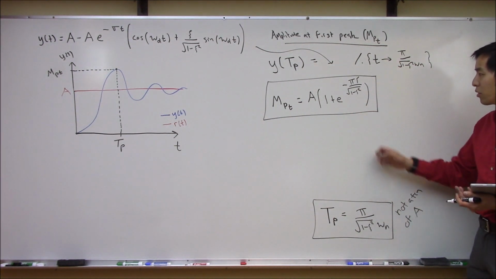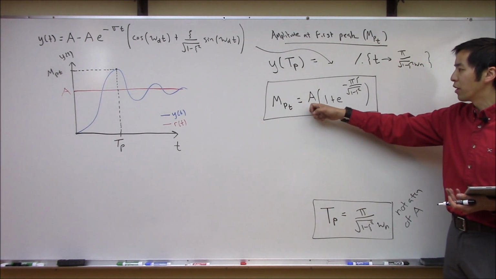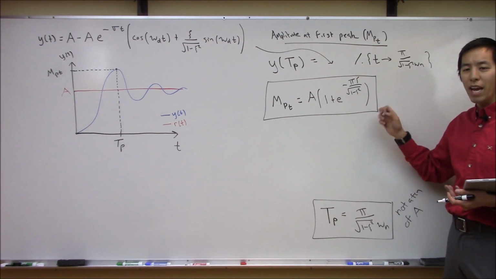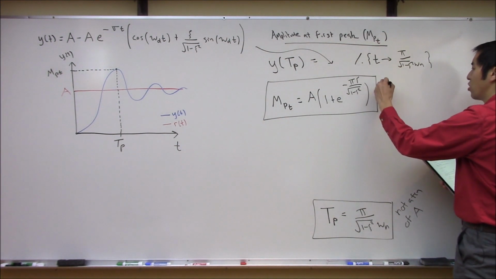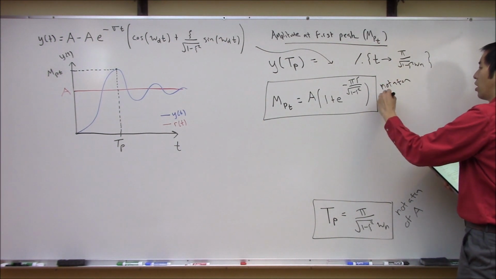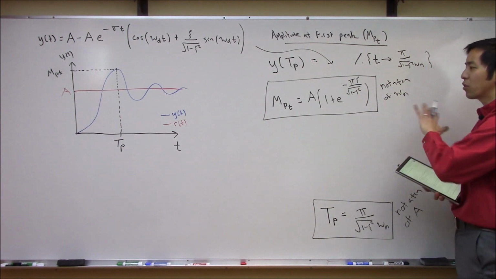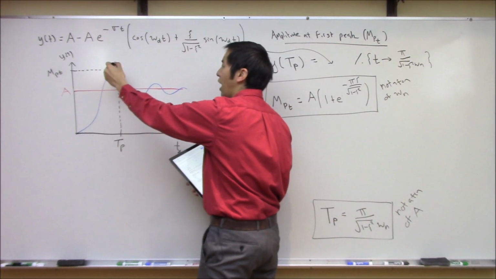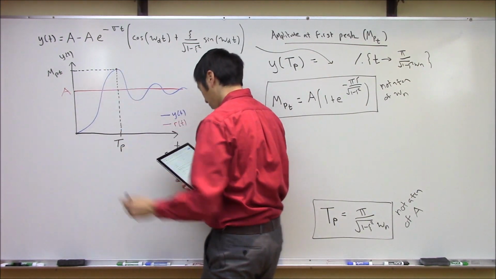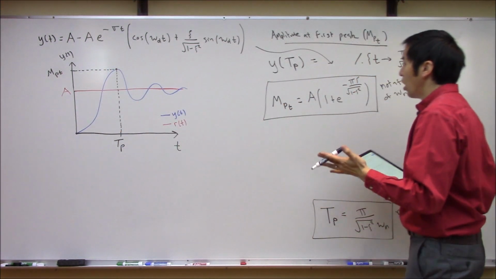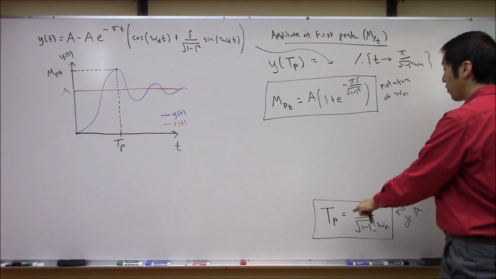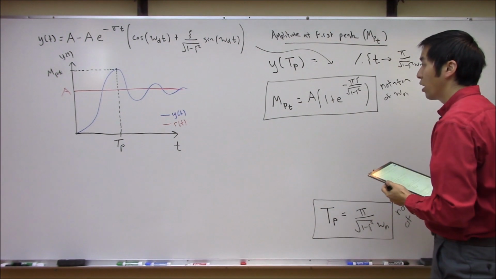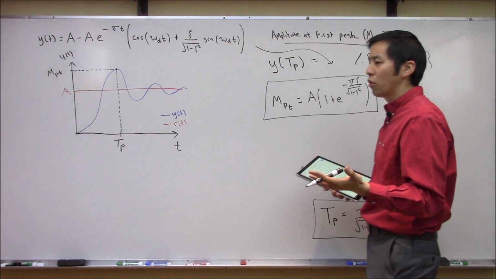In this case, what's interesting about the magnitude of that rise is that if you look at this, omega n doesn't show up. So this is not a function of natural frequency. The natural frequency has absolutely nothing to do with how high you get on this peak, right? Okay. All right, so we got the time of the first peak, we got the amplitude of the first peak. The next thing you might want to think about is called percent overshoot, right?